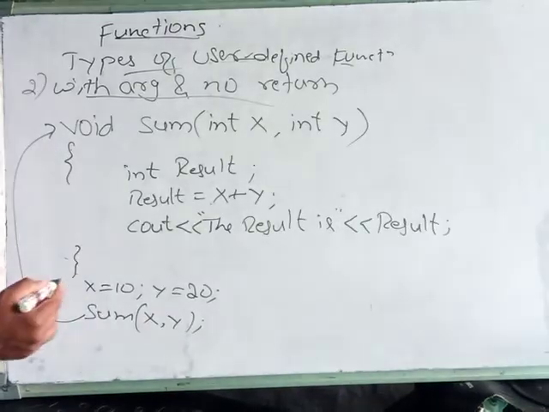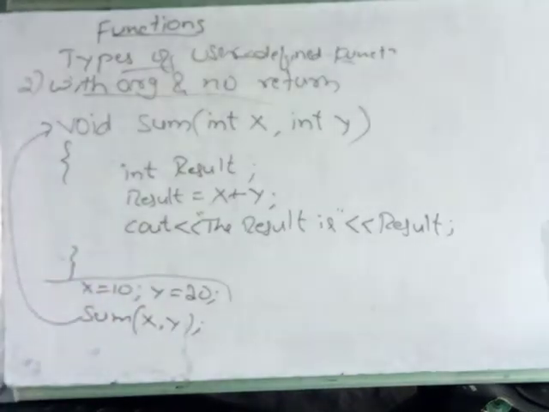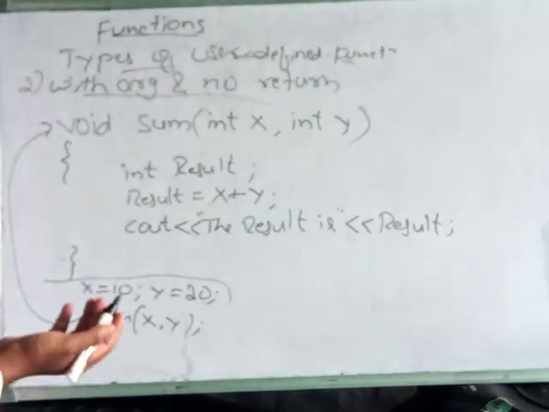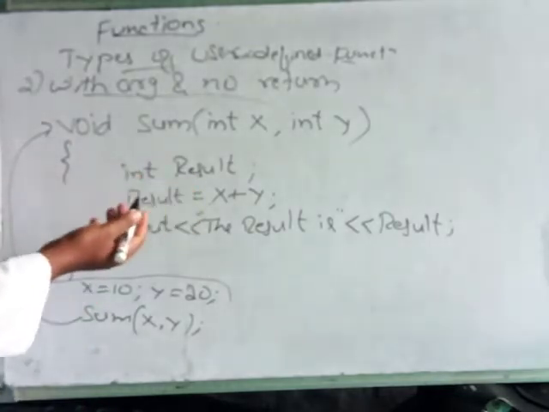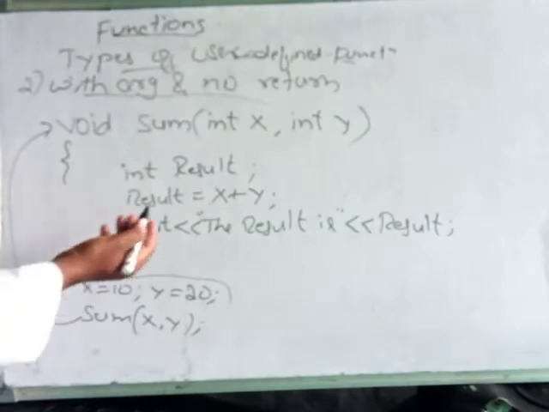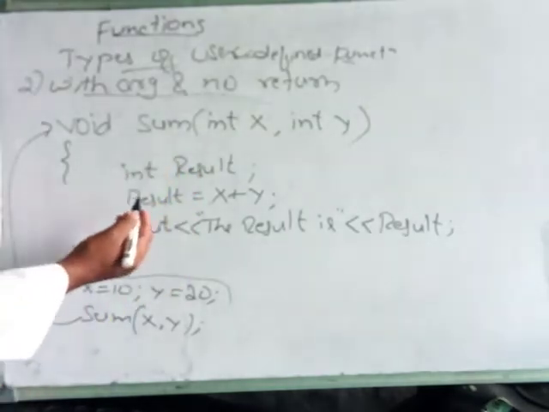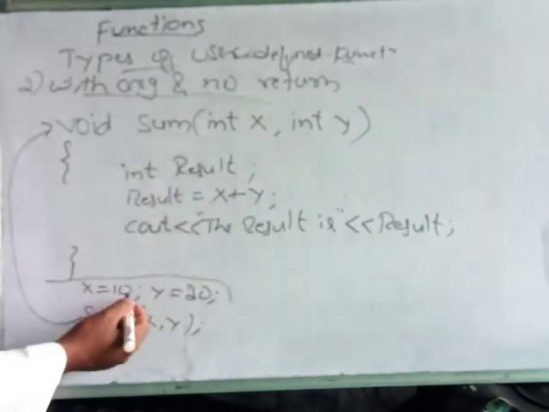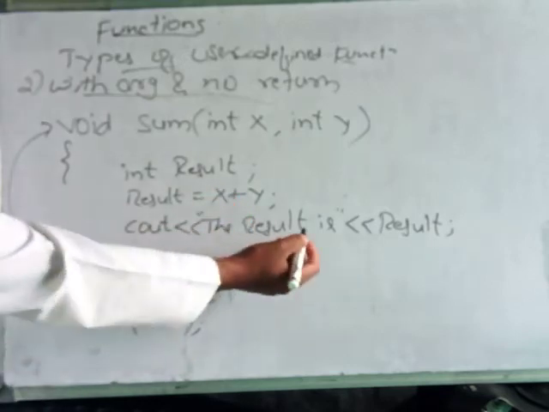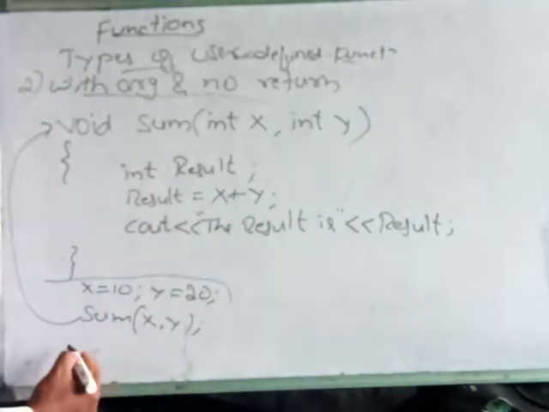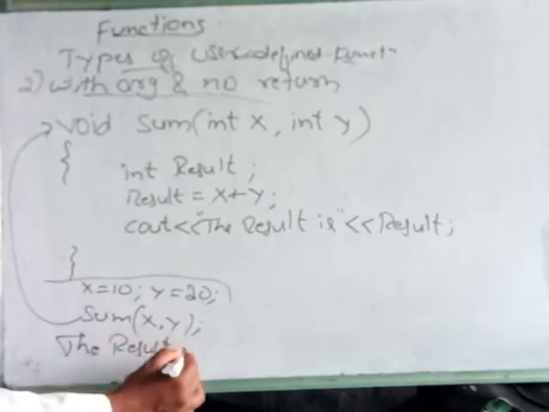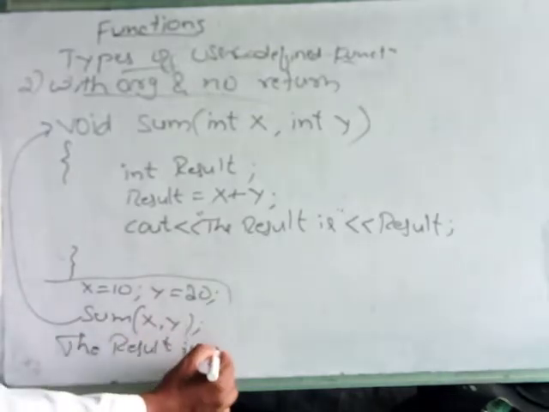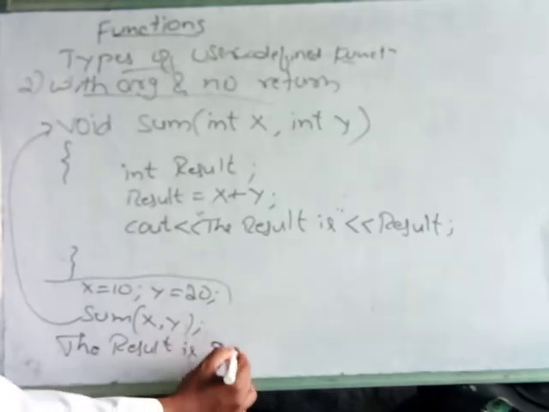variables. Here not in this function. Those we declare outside the function are global variables. Inside the function we have only local variables. Within this we can use this. Now result is equal to x plus y, 10 plus 20, result will be 30. We are displaying the result. The output will be, the result is 30.